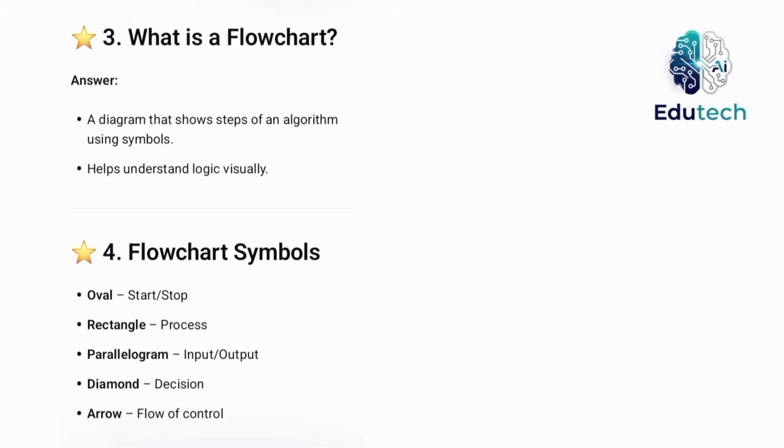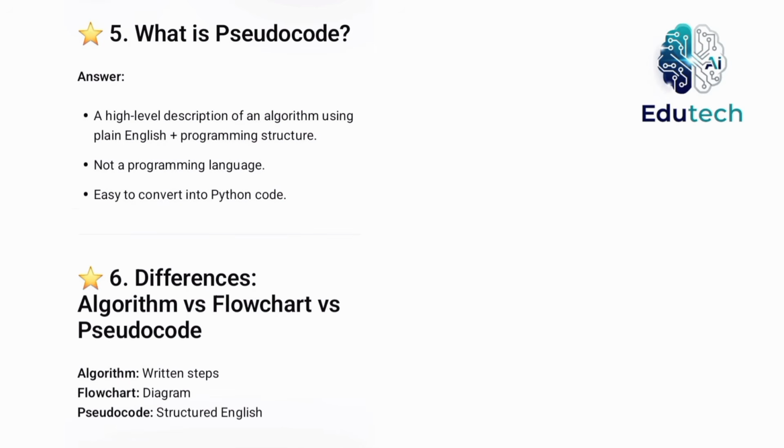What is a flowchart? A diagram that shows steps of an algorithm using symbols. Helps understand logic visually. Flowchart symbols. Oval, start, stop. Rectangle is process. Parallelogram, input or output. Diamond, decision. Arrow, flow of control.